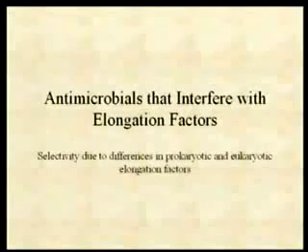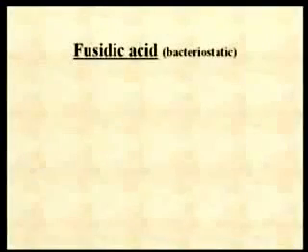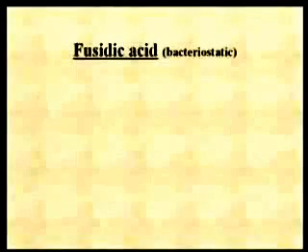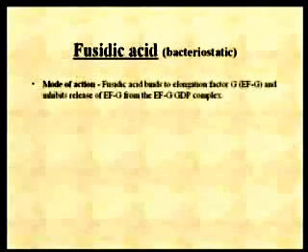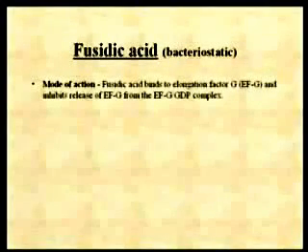There is one antibiotic that targets one of the elongation factors. Okay? And of course, obviously, the selectivity is the fact that our elongation factors differ from the bacterial elongation factors. And that antibiotic is fusidic acid. And what fusidic acid does is it binds to elongation factor G.